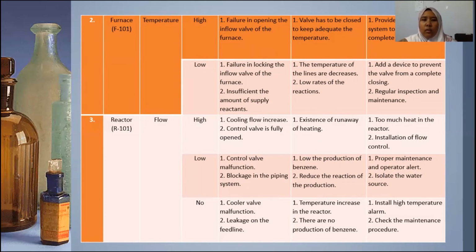For the no flow, the causes can be the cooler valve malfunction, and there will be leakage on the feed line. So for its consequences, the temperature increases in the reactor, and also there will be no production of benzene. So what we should do is take action and install the high temperature alarm, and also check the maintenance procedure.